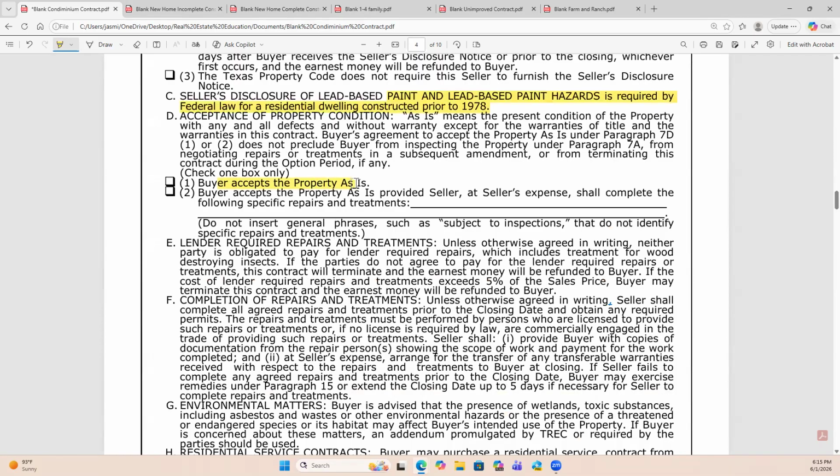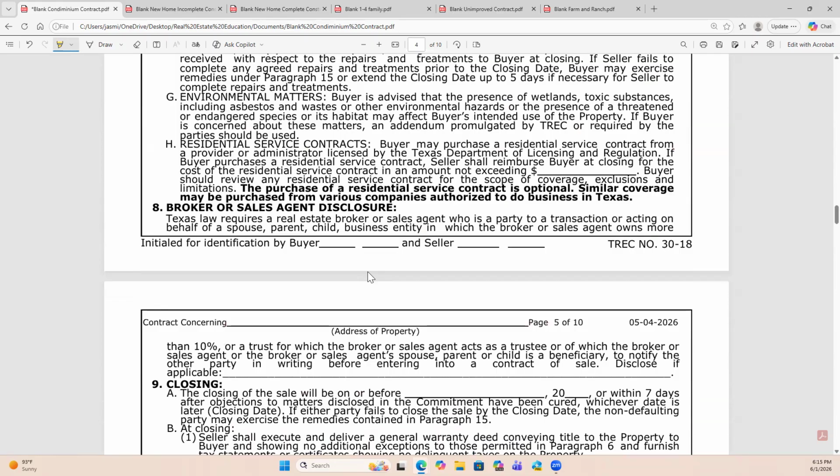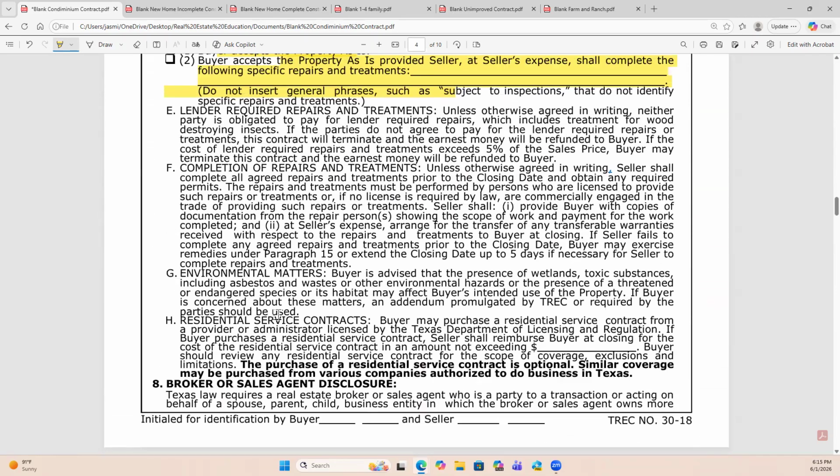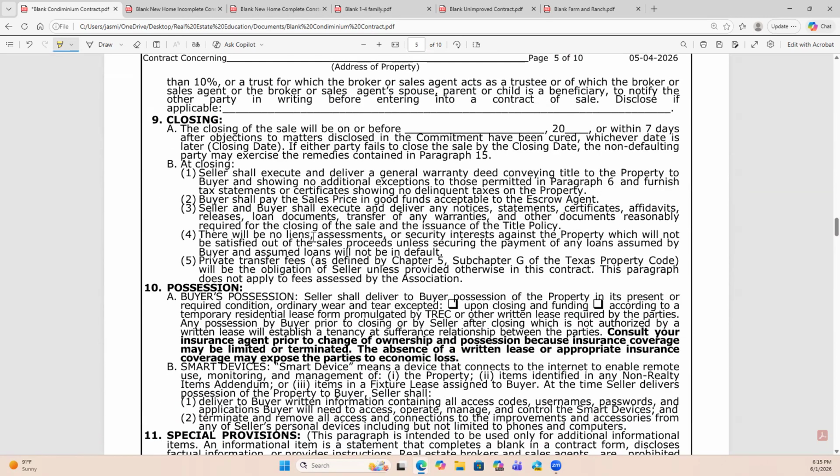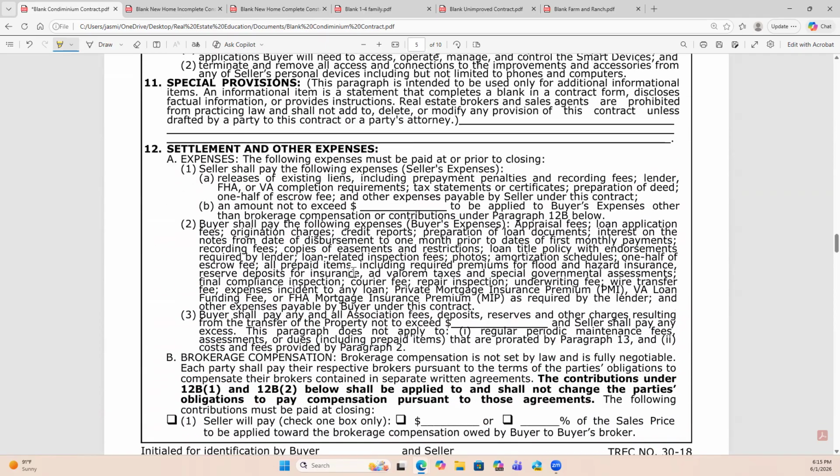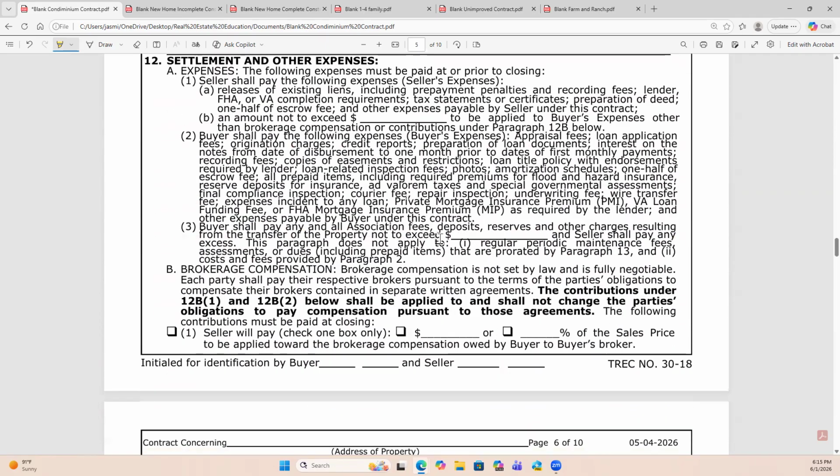Are we taking the property as is? Are we taking it as is provided XYZ? Lender required repairs. Notice the new stuff, the water rights. There are no water rights with condos because it's a condo. Again, this is how you'll know maybe I'm using the wrong contract, because you're not able to provide certain information. Closing dates are the same, possession is the same, settlement and expenses all the same.